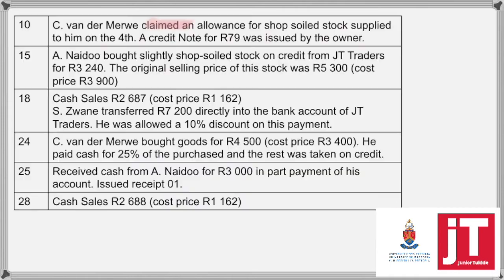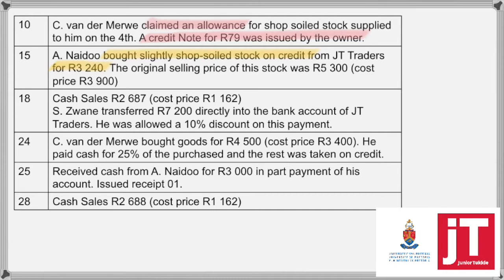Then, continuing with the transactions, day 10, C. Van der Merwe claimed an allowance for shop soiled stock supplied to him, and a credit note for 79 Rand was issued by the owner. So, debtors allowance journal.